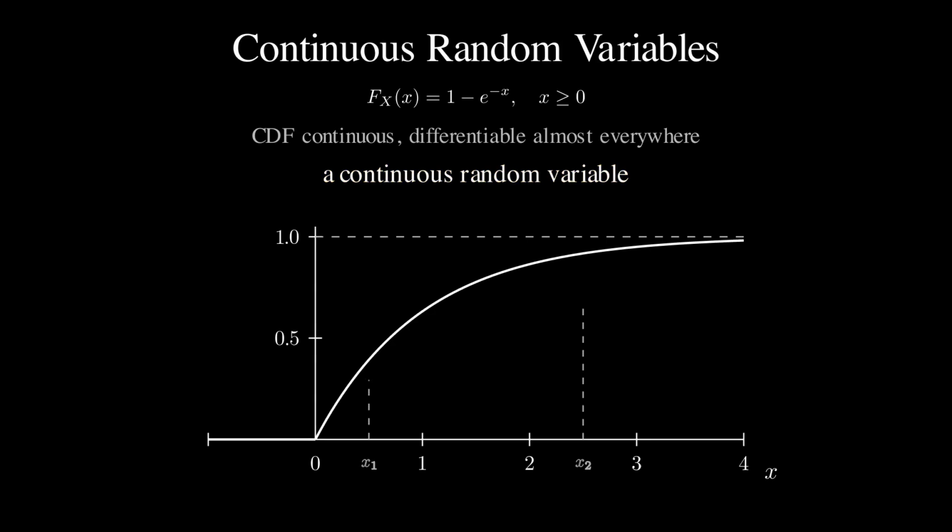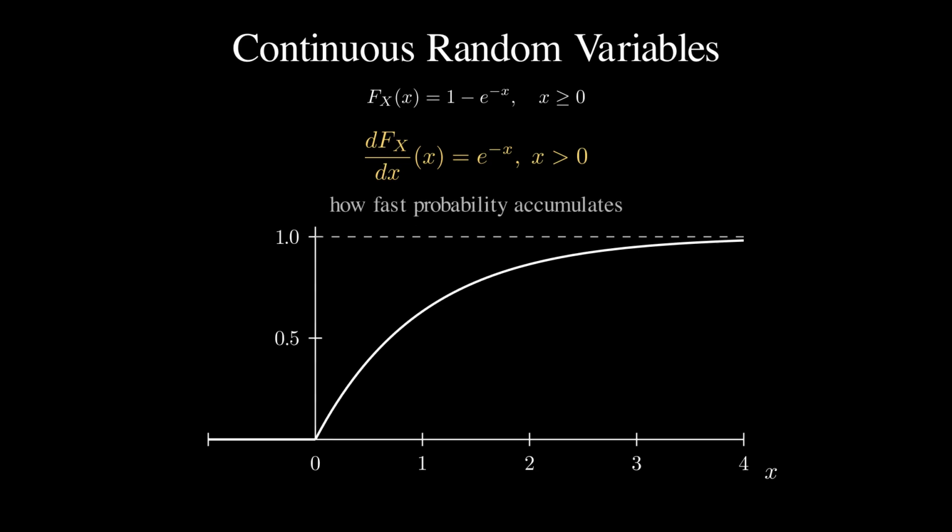And continuity has a striking consequence. With no jumps, no single point carries mass on its own. Probability now lives on intervals. Mark 2 points on the axis, and the chance of landing between them is the vertical gap between their 2 heights. One more glance at our smooth curve. It is differentiable, with derivative e to the minus x, for x positive, measuring how fast probability accumulates. Hold that thought because that derivative is the star of the next video.